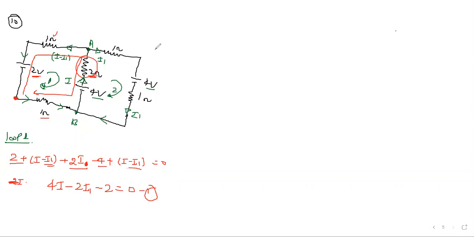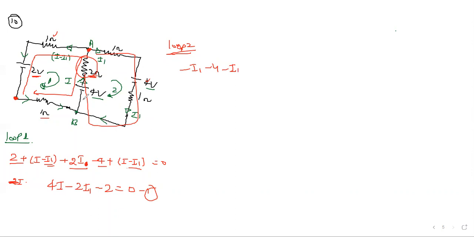Now write the equation for the second loop. You can start from any point. Let's start from point A and go in the same direction, clockwise only. Here you went clockwise, so the next loop also you have to go clockwise. First I got this 1 ohm resistance, going in the direction of current, so the drop is minus I1 into R, R is 1. Then I got this battery, minus 4 volt, as I'm jumping from positive to negative terminal. Again 1 ohm, so current minus I1, because I'm going in the direction of current.